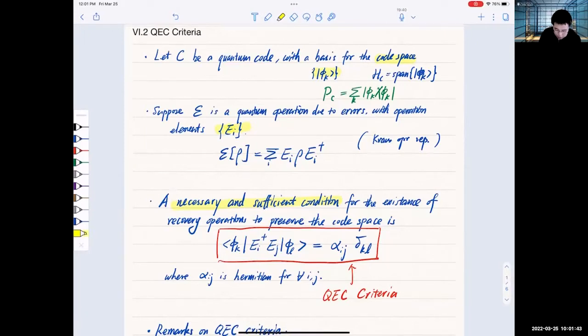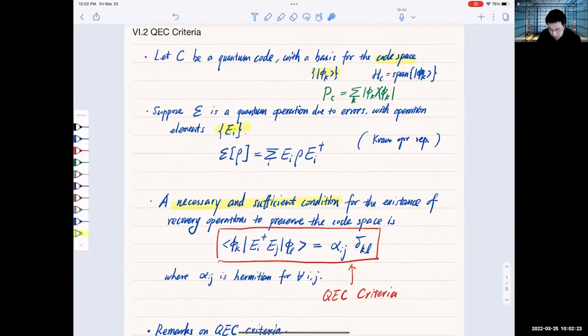The condition is just one line, on the left-hand side. It's basically saying that you are sandwiching, considering some overlaps between the error E_J acting on code word phi L with another state, which is associated with error E_I acting on the code word phi K. The overlap is actually a 4 tensor, depending on indices K, L and the error labels I and J. And this general 4 tensor can be decomposed into a product of 2 tensors.